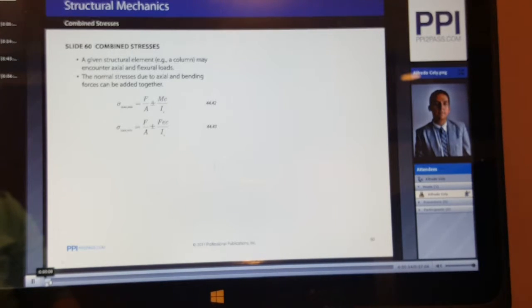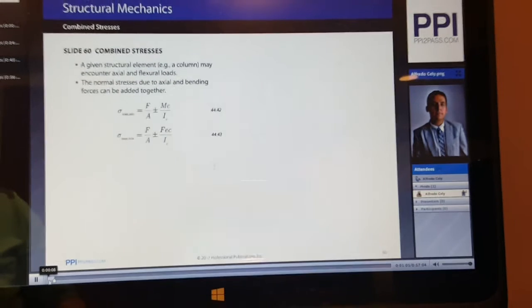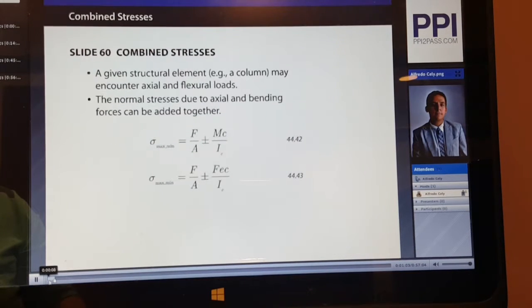A given structural element may encounter both axial and flexural loads. Their normal stresses due to axial and bending forces can be added together, as shown in equation 44.42 of CERN and 44.43 of CERN. Shear stresses are a different type of stress and cannot be directly added. The interaction of shear and normal stresses is outside of the scope of the breadth portion of the exam.